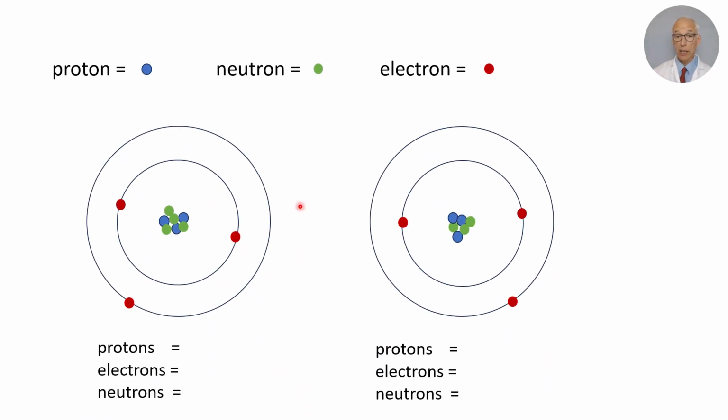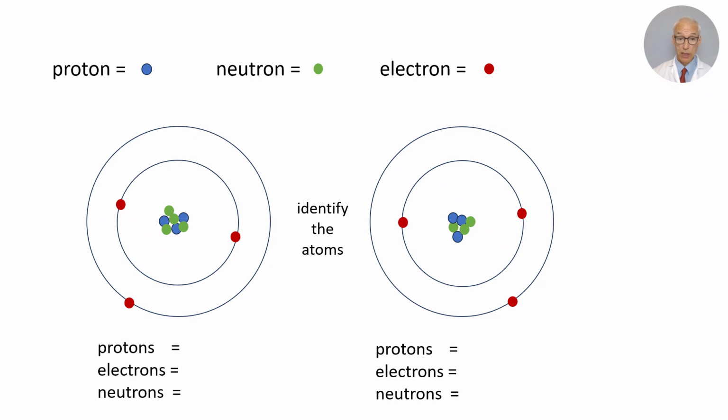Okay, so here are two isotopes. The protons are the blue particle, neutrons are the green, and the electrons are red. How many protons, electrons, and neutrons in each? Can you identify the atoms, giving their mass number and their atomic number? Pause the class, come back when you have got your answers.